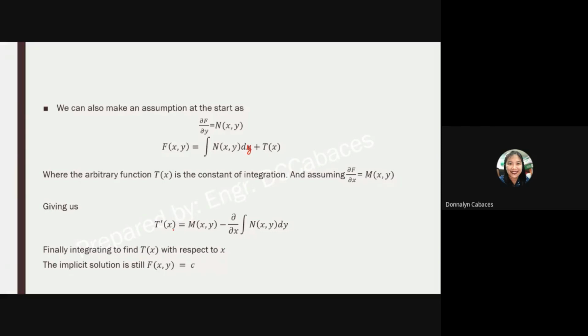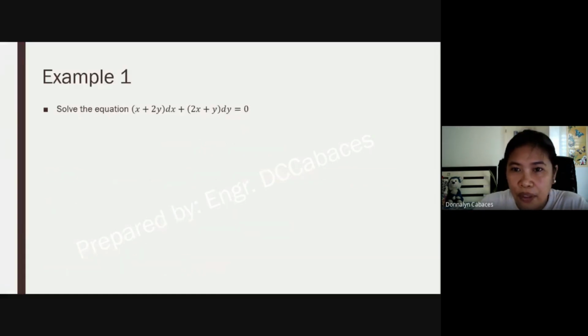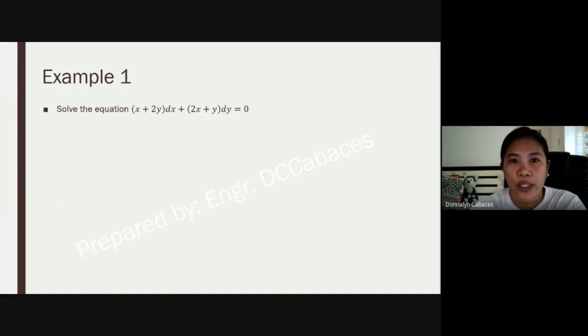We can have a sample problem for you to be able to understand what that solution actually is. Okay? So let us have the following examples. I will be discussing with you 4 examples for exact differential equations. Let us have the first example. Solve the differential equation x plus 2y dx plus the quantity 2x plus y dy is equal to 0.